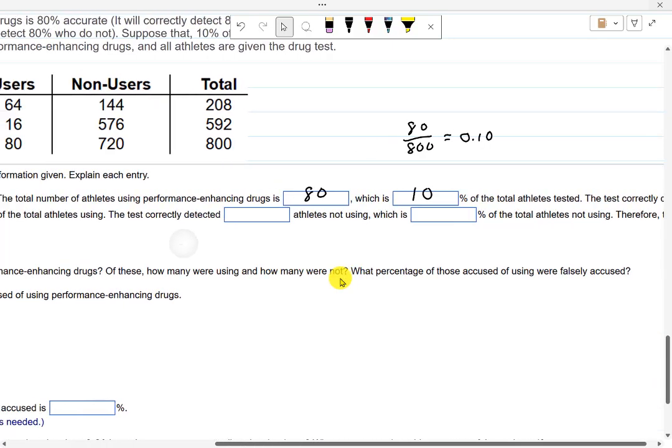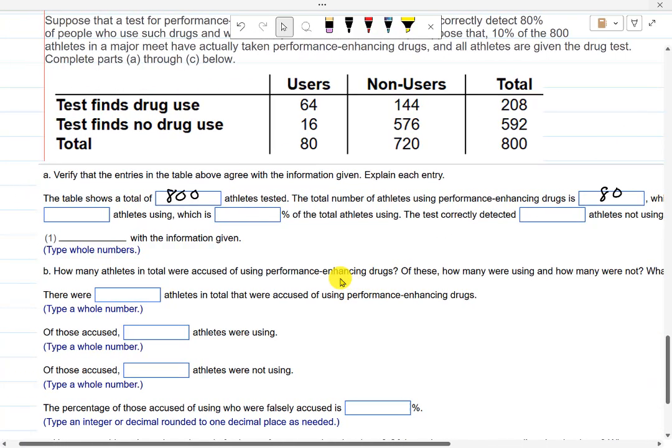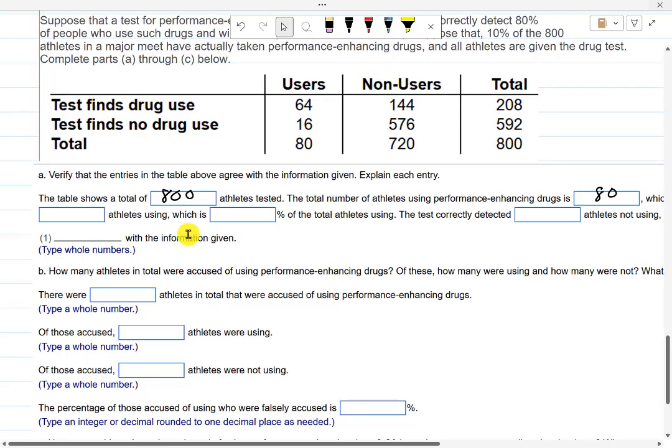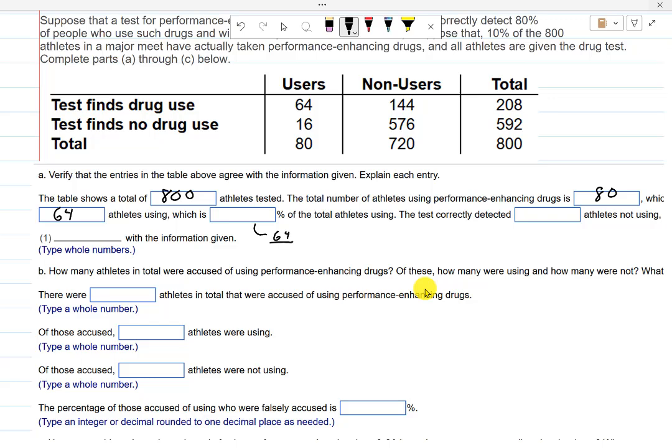The test correctly detected blank athletes using. So let's see, it correctly detected 64, which is 64 out of 80 is the total number of using, which is blank percent of the total athletes using. I've made a mistake here. That's 64 out of 800. So let's do that one. Times 100%. And I believe that's going to be 8%.